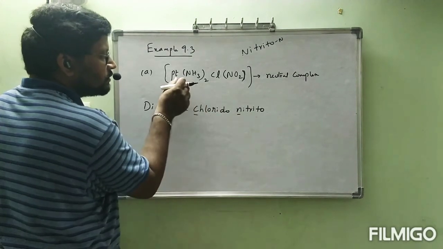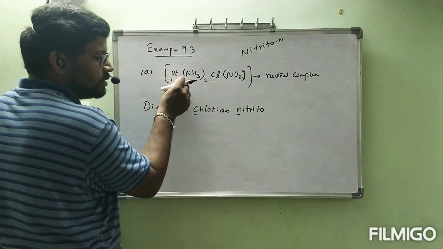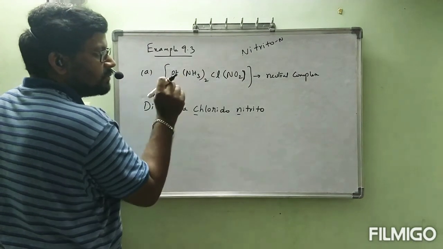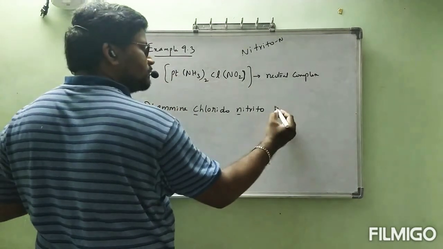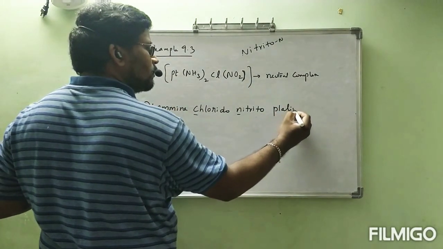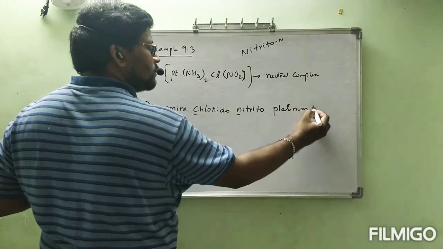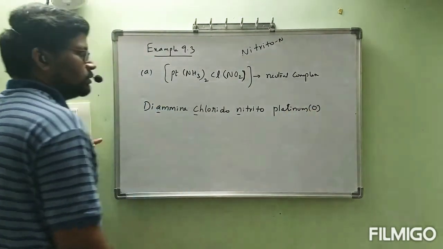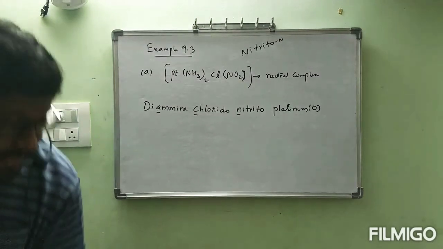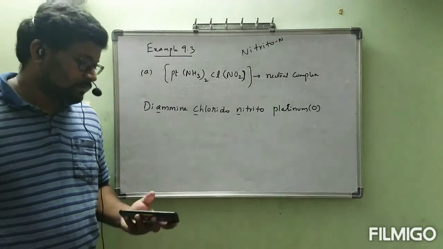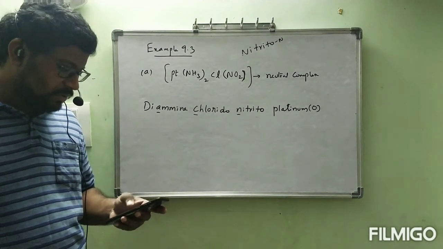Now next we have to write the platinum metal name. This is a neutral complex, so the name is as it is present. Platinum. Platinum 0. Diamine, chlorido, nitrito, platinum 0. Let us see the solution for this one.